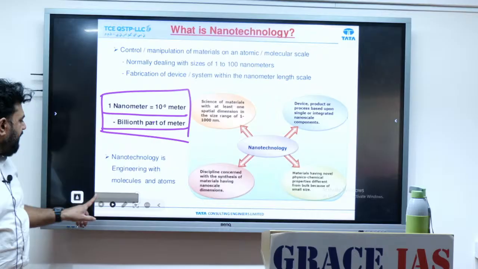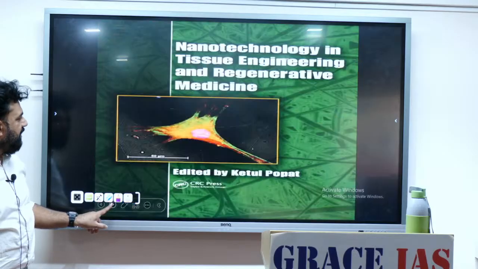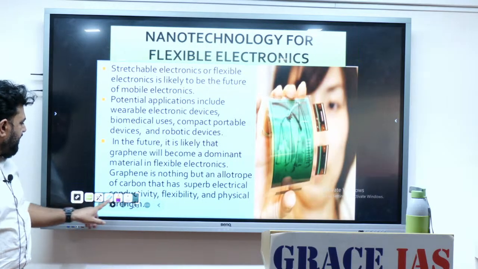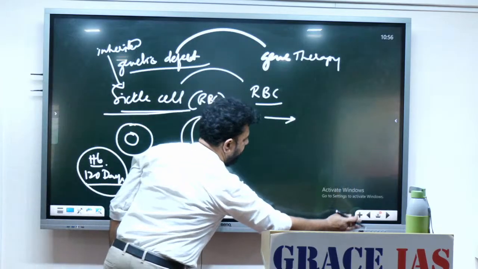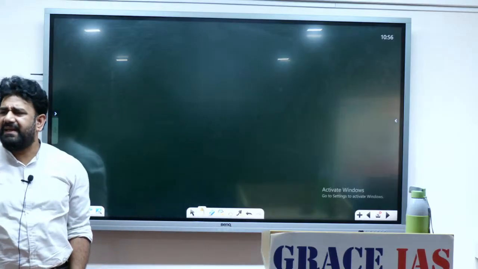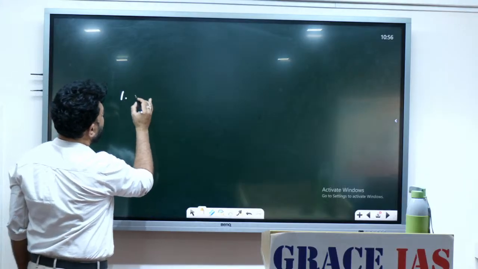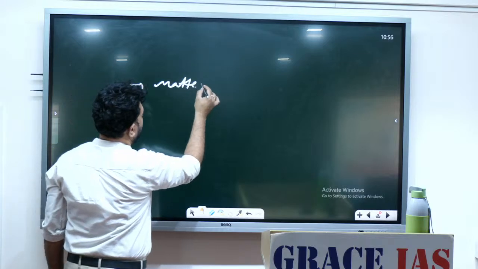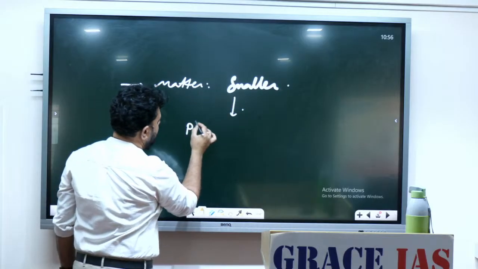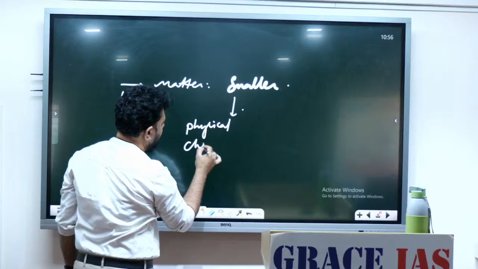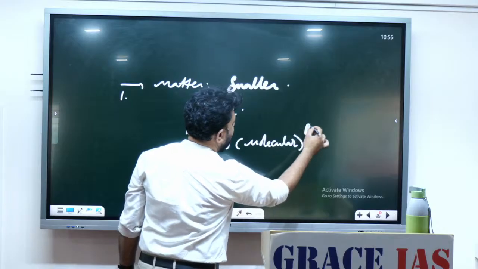What will happen because of reducing size in general? The concept behind nanotechnology, why it is important, how nanotechnology is advantageous, on what basis. Two things here. Number one, when matter becomes smaller, its physical and chemical, that is molecular, properties change.